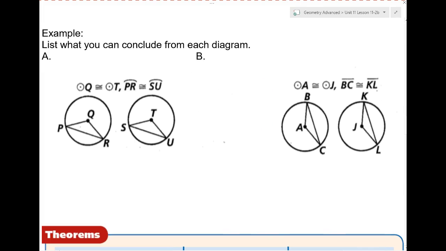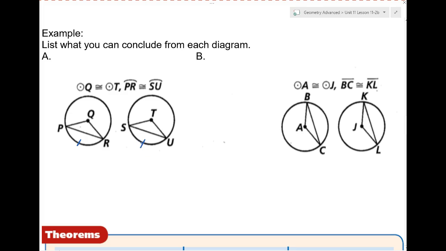So on this one, it says, list what you can conclude from each diagram. So you're given a couple pieces of information first. You're given that circle Q is congruent to circle T. What does that mean? Our circles are congruent. Radii congruent, all right? And you're also given one other thing. You're given the fact that arc PR is congruent to arc SU.